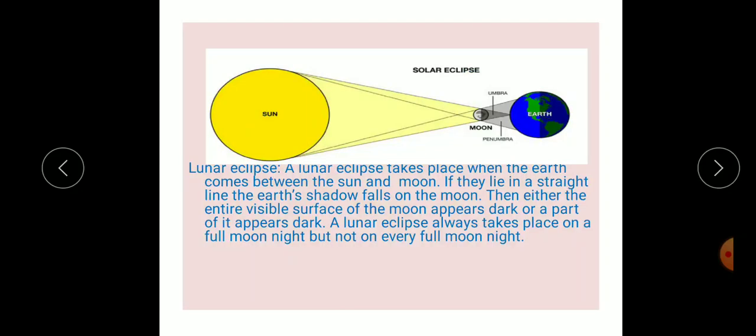You can draw this picture, students. That is a solar eclipse picture. Next is lunar eclipse. A lunar eclipse takes place when the earth comes between the sun and the moon. If they lie in a straight line, the earth's shadow falls on the moon. Then either the entire visible surface of the moon appears dark or a part of it appears dark.